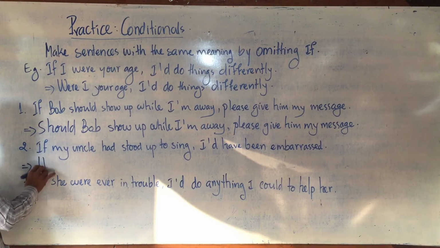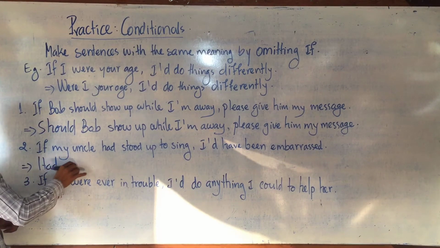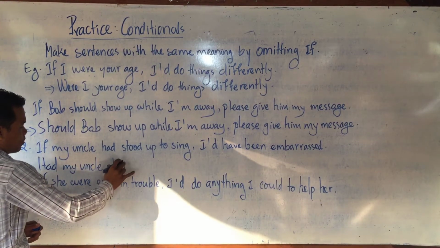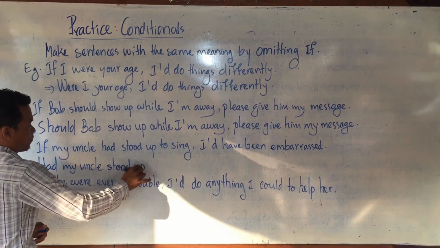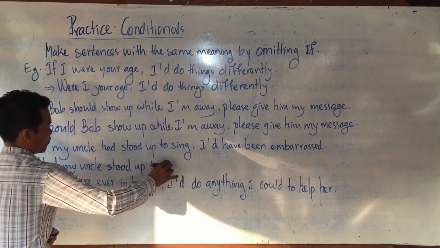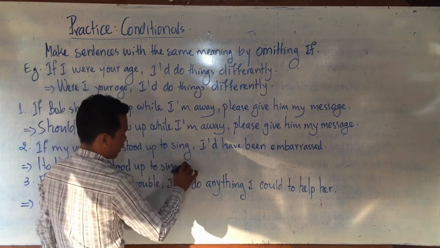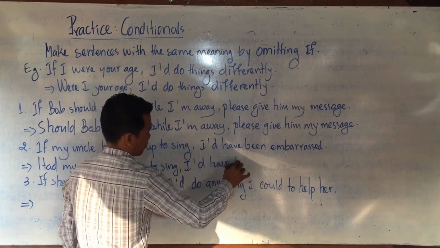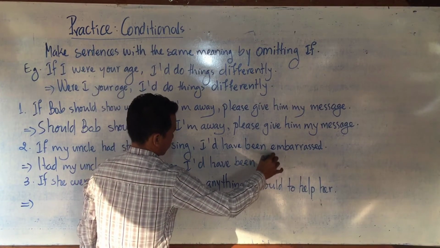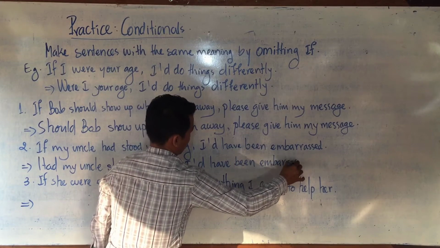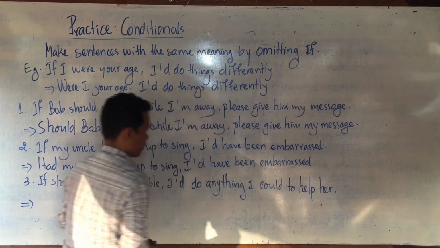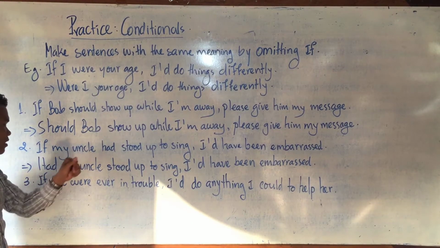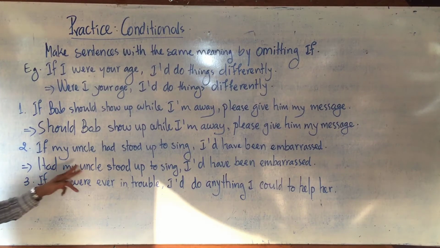Then we can write: Had my uncle stood up to sing, I would have been embarrassed. Okay, the same meaning. So it is the third conditional. This is from the if clause in the third conditional. If clause in the third conditional, had my uncle, the same meaning.